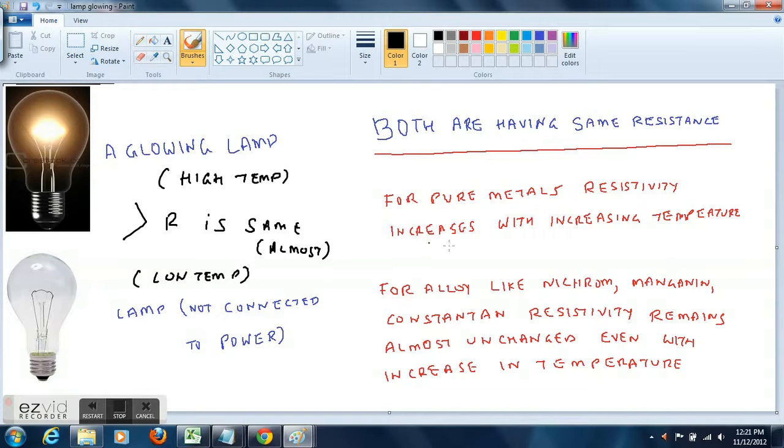So for pure metals, the resistivity, and we have already discussed what resistivity is, increases with increasing temperature, whereas for alloys like nichrome, manganese, constantan, then tungsten, the resistivity remains almost unchanged even with rise in temperature. Even when temperature is increased, the resistance remains almost unchanged.